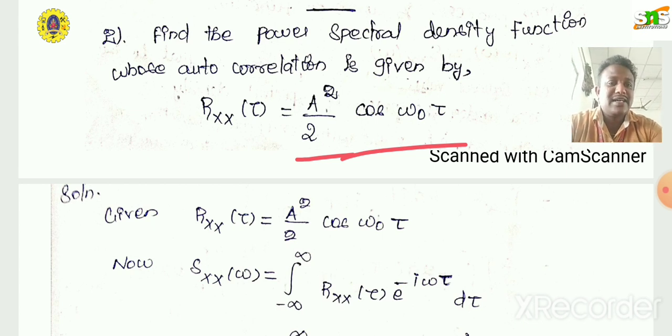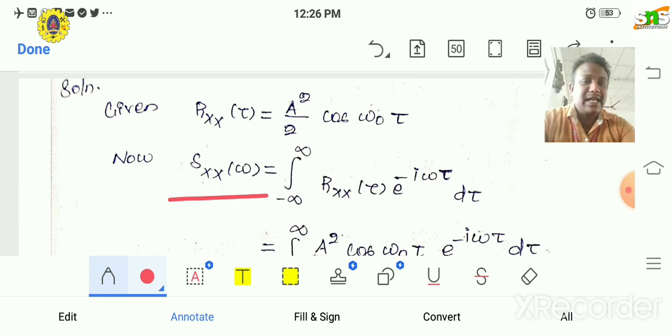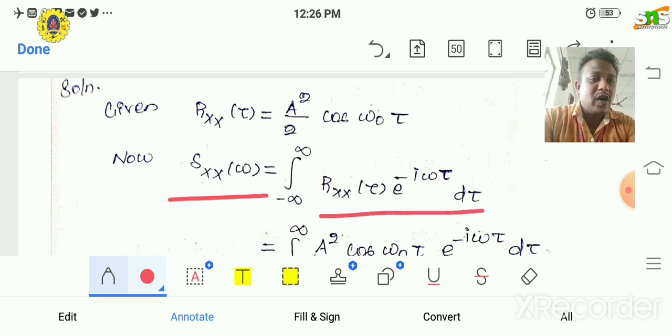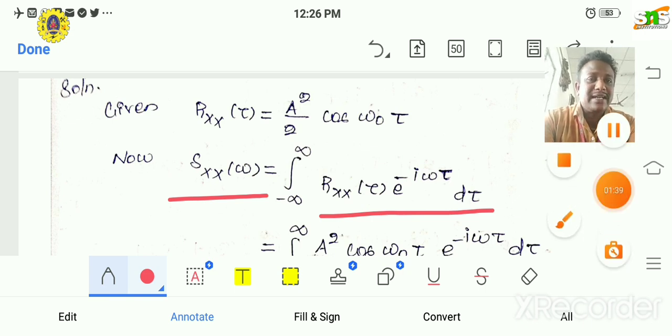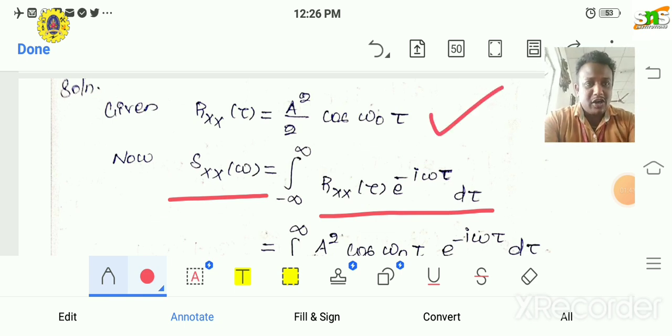So first, write the formula to calculate power spectral density. Our formula is S_xx(omega), which is nothing but the power spectral density function. To calculate this function, we need R_xx(tau), then e power minus j omega tau into d tau. In our question itself, it has given R_xx(tau), which is our autocorrelation function.